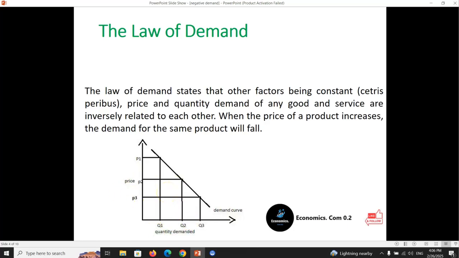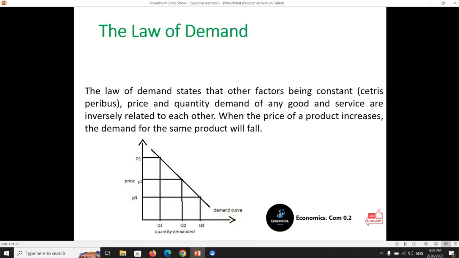indicating that more consumers are willing to purchase the product at this lower price. When prices reach the lowest point, P3, the quantity demanded is at its highest, Q3, since the product is now cheaper. More people can afford it, leading to higher demand. This negative relationship between price and quantity demanded is what gives the demand curve its downward sloping shape. It tells us that consumers are sensitive to price changes, and businesses must consider this when setting their prices.